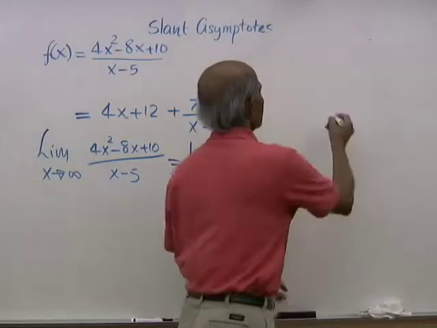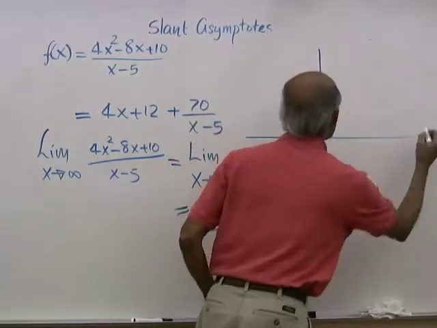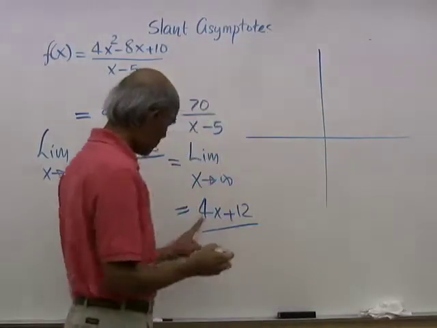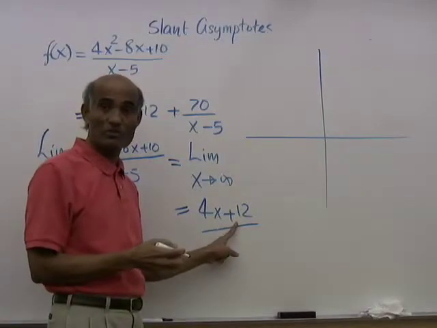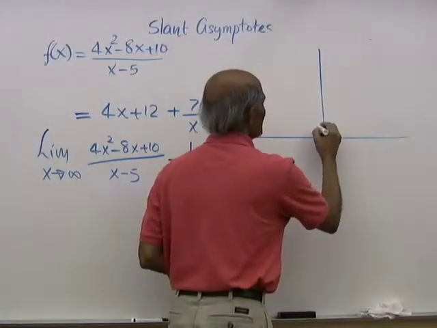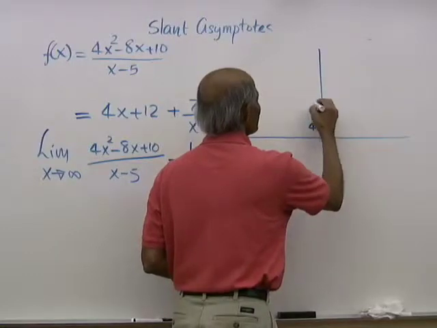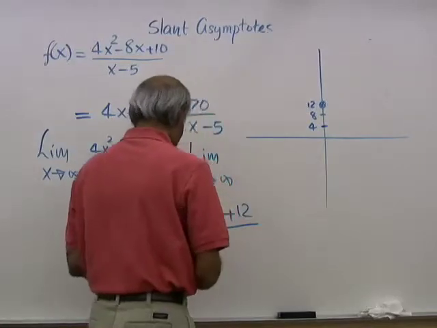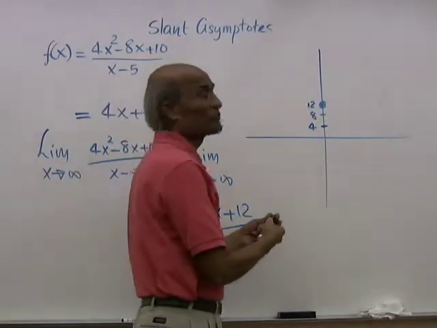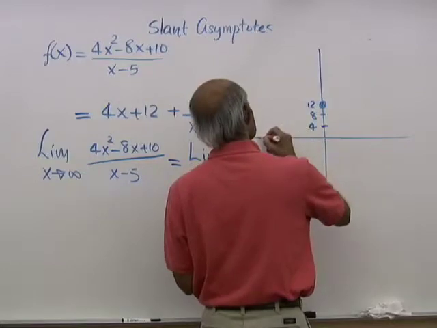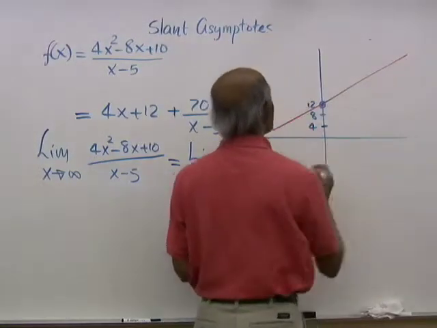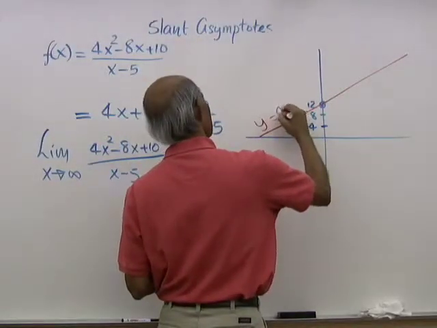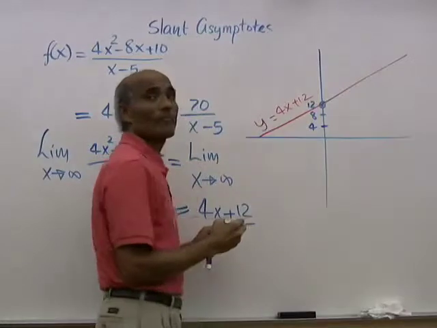4x plus 12, if I draw that graph. Can you draw the graph of 4x plus 12 just like that? 4 is the slope, 12 is the y-intercept. So if I say this is 4, this is 8, this is 12, this is the y-intercept. And the slope is 4, and so the graph is going to be something like this. This is the graph of y equal to 4x plus 12.